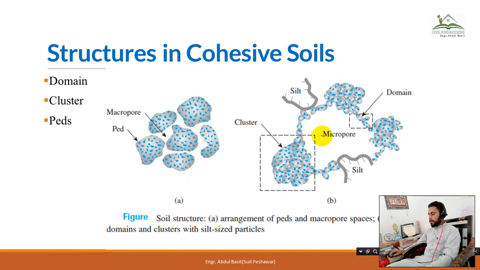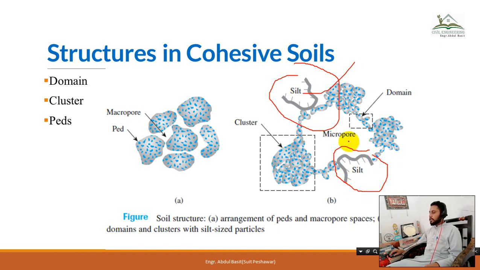Let me clear it first. You can see it here that many domains, as I told you, will group together to form a cluster, and clusters will group together to form a ped. Okay, then these peds will group together to form the whole sample of the clay soil. Okay, so in between these peds, clusters and domains, you will have an arrangement of silt as well. Some silt particles will also be present in between these clusters, and here you can also see it.